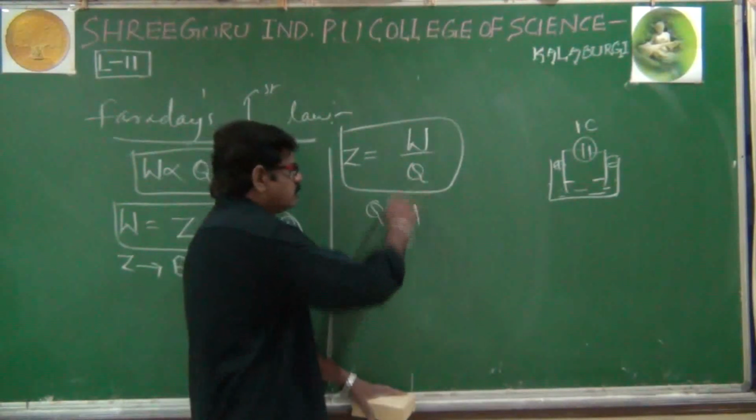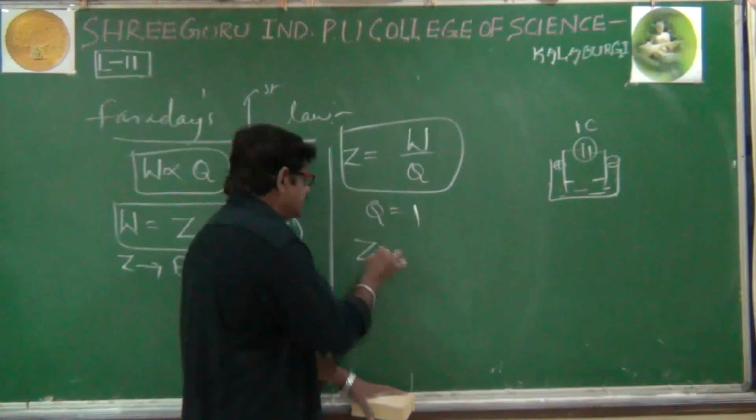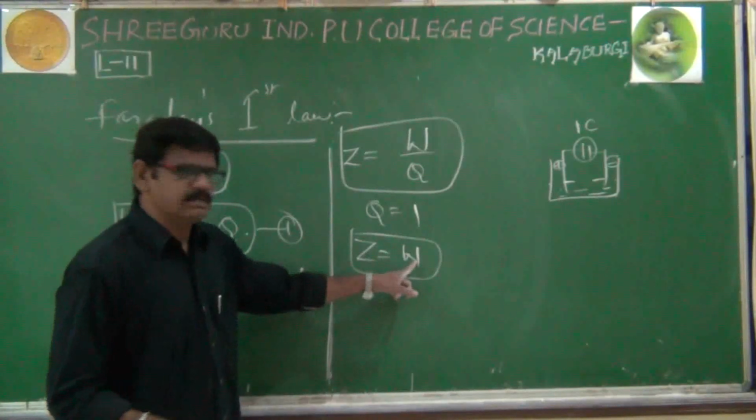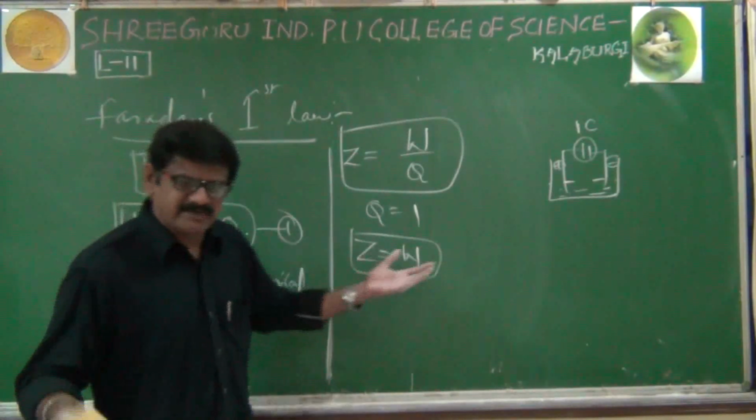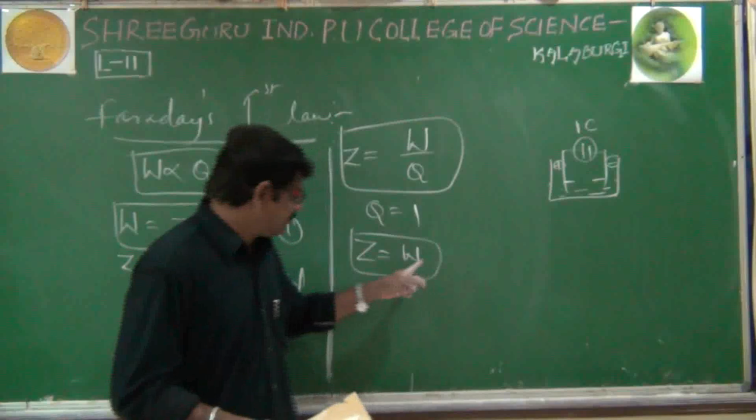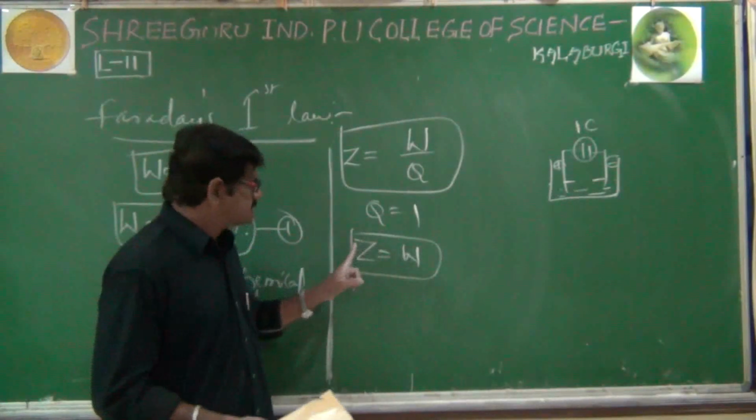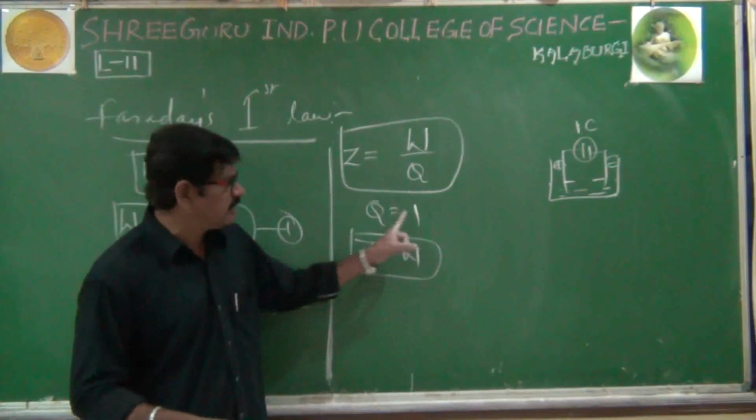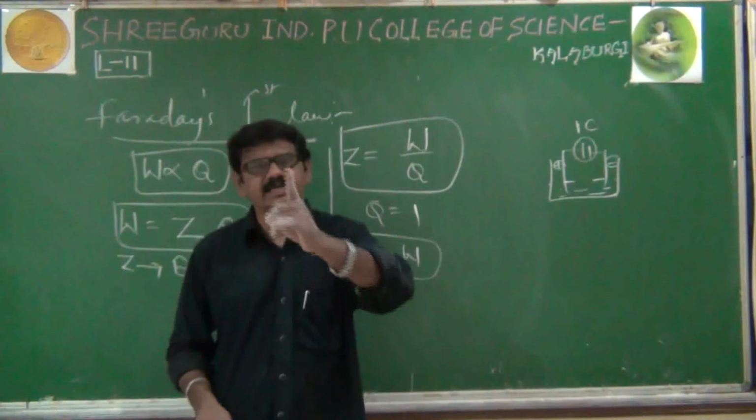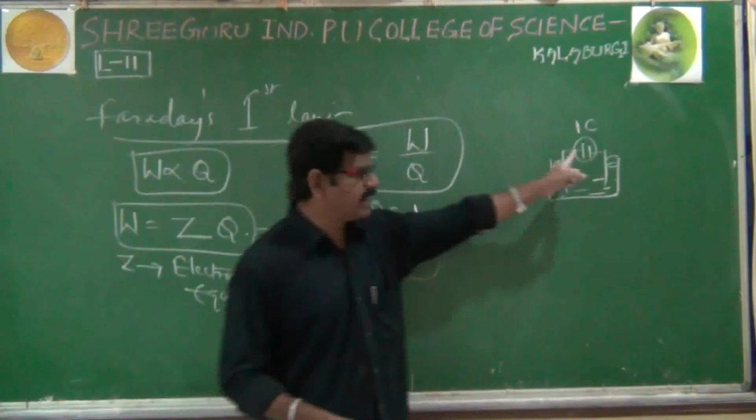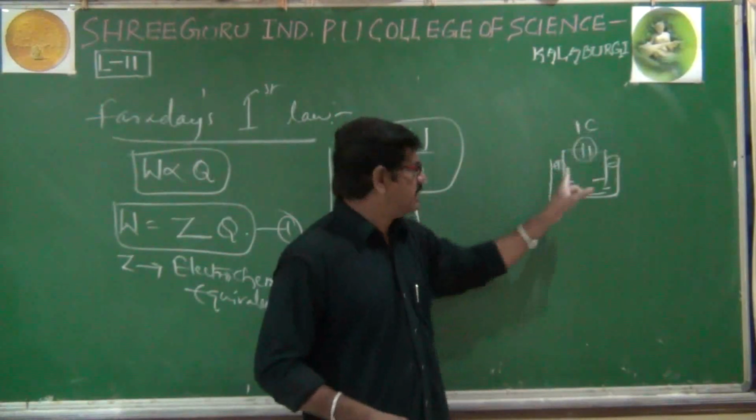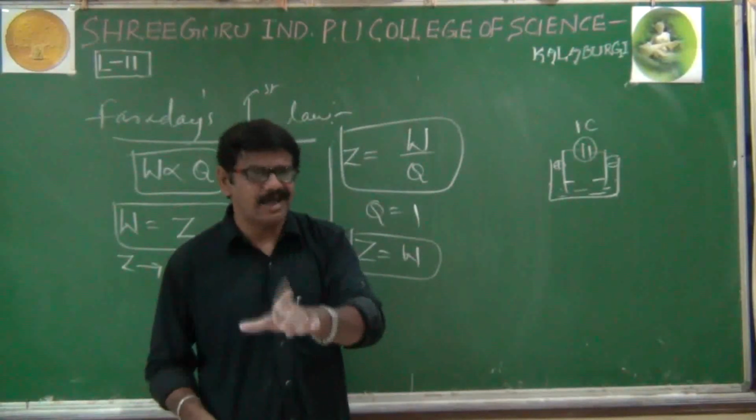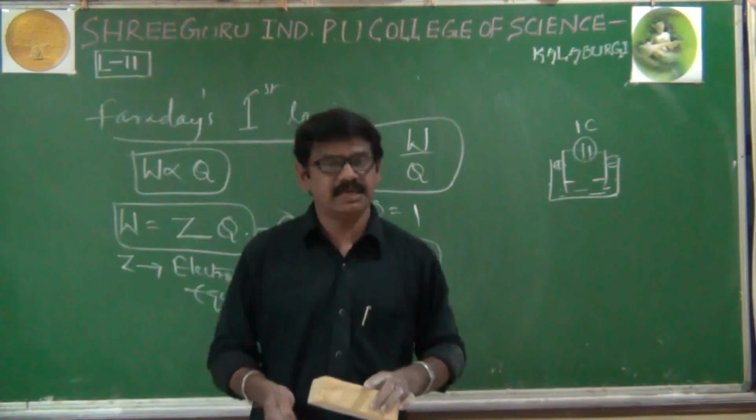Why? If you substitute Q as 1 here, Z is equal to W. What is W? W is the mass of substance deposited. If W is the mass of substance deposited, Z is also the mass of substance deposited, but when 1 coulomb of current is passed from the battery. Whatever amount of substance is deposited is called the electrochemical equivalent.